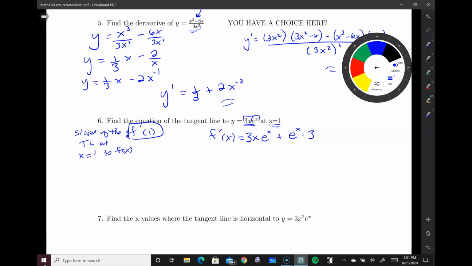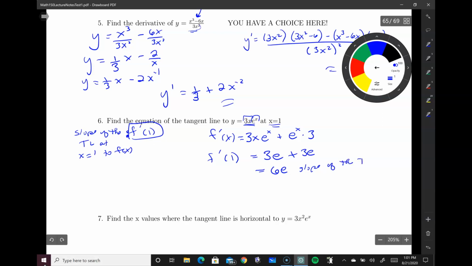Okay, so now I want to find f prime at 1. So I'm going to plug in x equal 1. So I get 3e plus, and this will give me 3e. So these two e's I can add together to get 6e. So this is the slope of the tangent line.